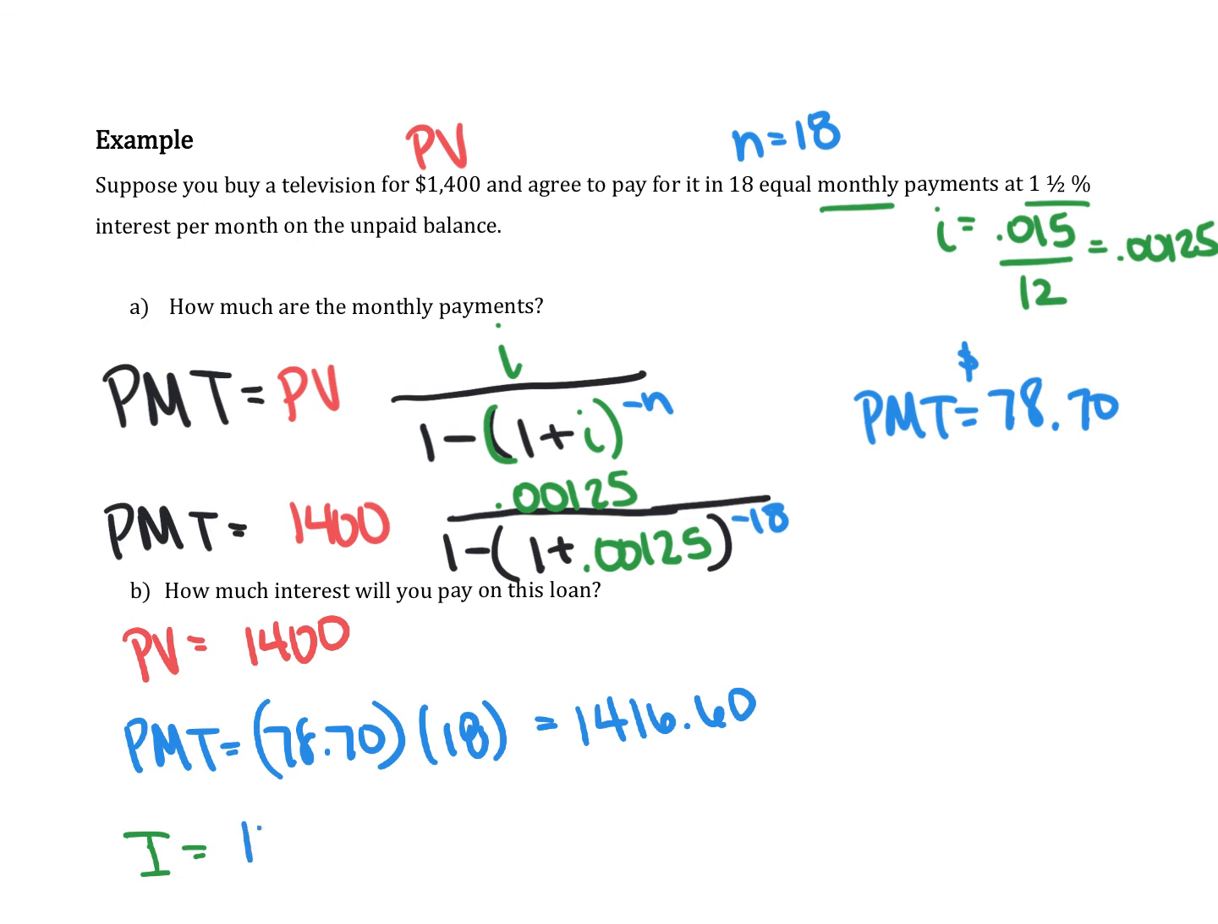So it'll be 1416.60 minus the present value, which is 1,400. If I do that, I get the amount of interest I'm paying, which is $16.60. Which, because I took out a $1,400 loan, I would expect to pay a little bit more because of the interest that's being accumulated on that loan.